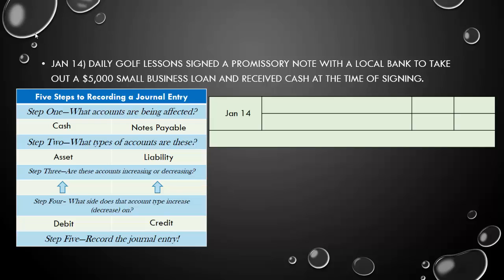So the January 14th entry for Daily Golf Lessons is a debit to cash for the amount that we're receiving, $5,000, and a credit to notes payable for that same amount.